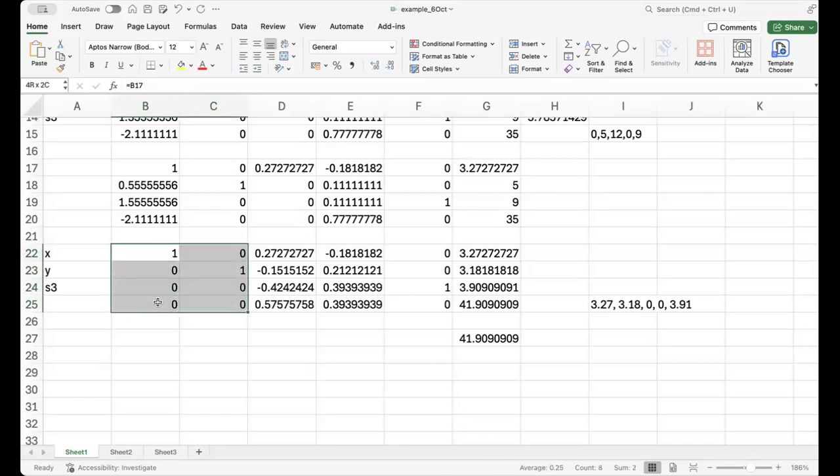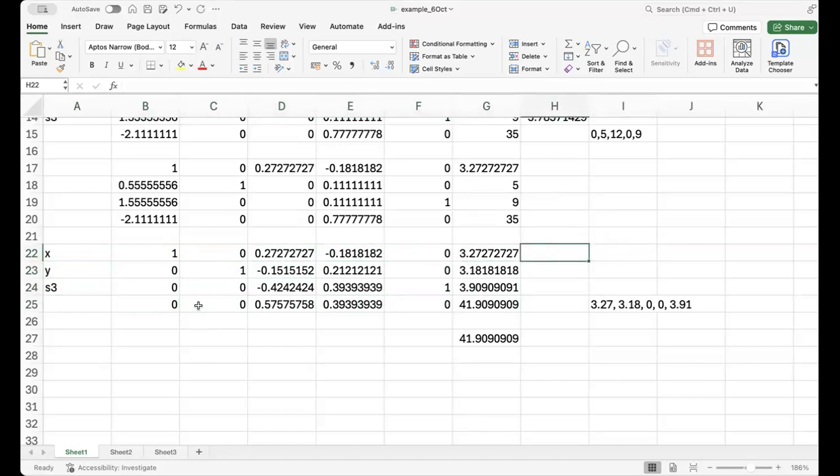Finally, you get this table. In this table, you see that we cannot further decrease the objective function because we don't have any negative coefficient anymore, right? So that means this is the optimum point. Here our basic variables are X, Y, and S3.